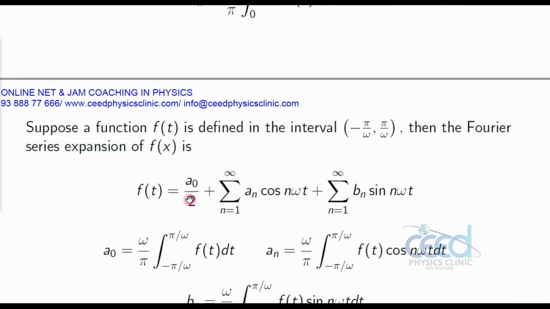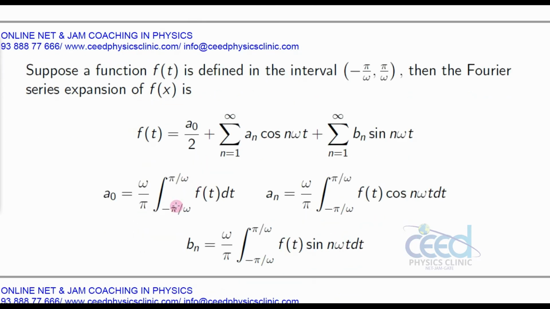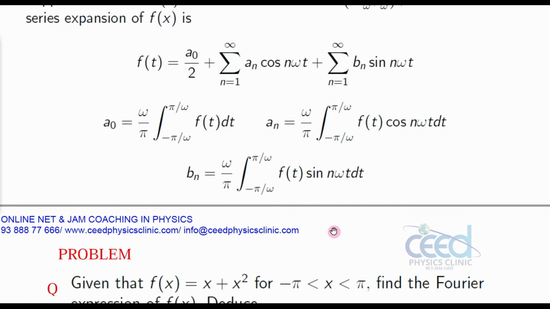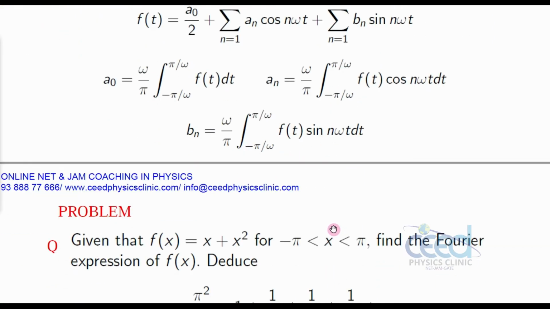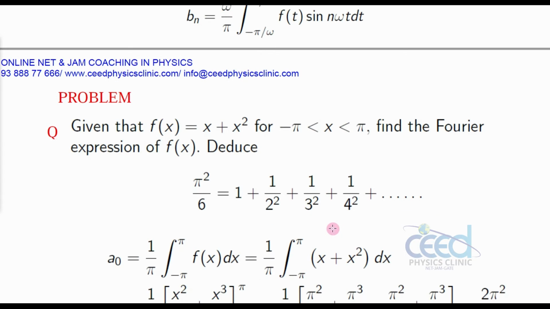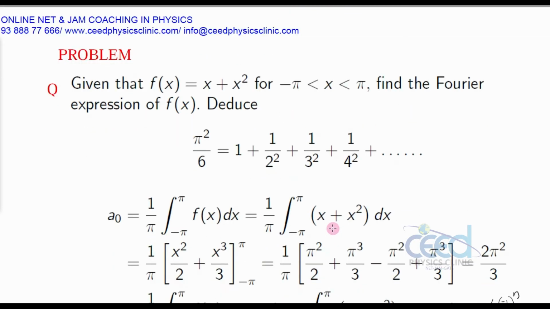So f of t I can represent like this. Here it is given. I can represent this as minus pi by omega to pi by omega, as I have said earlier. So these are the different kinds of representation. Now we can do a problem based on this.